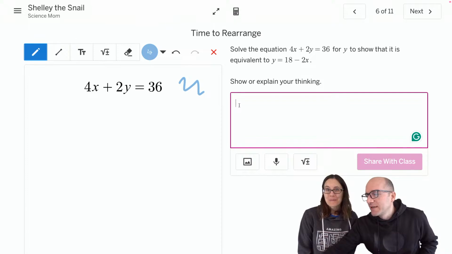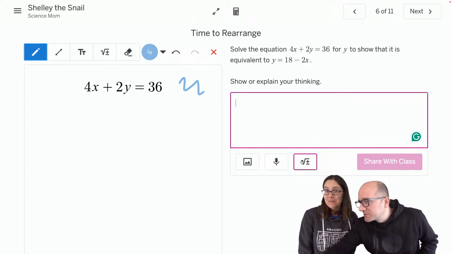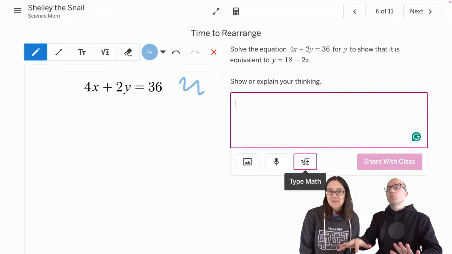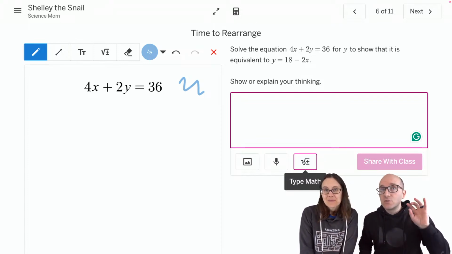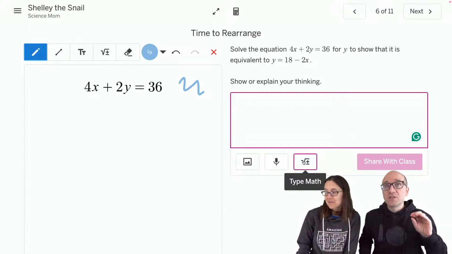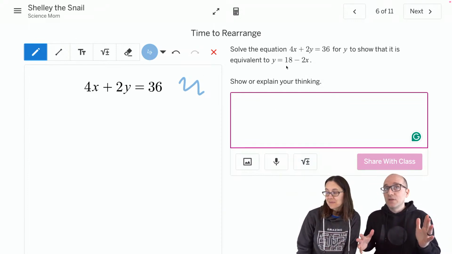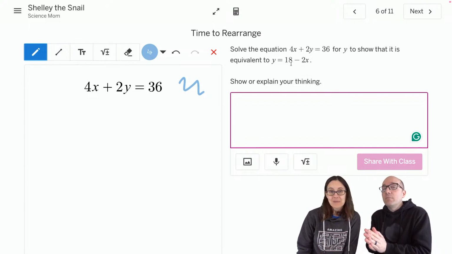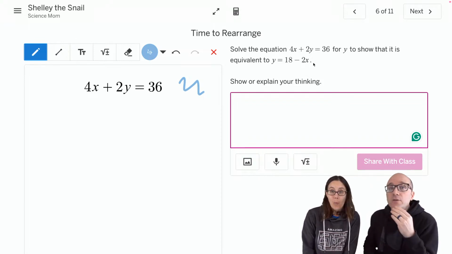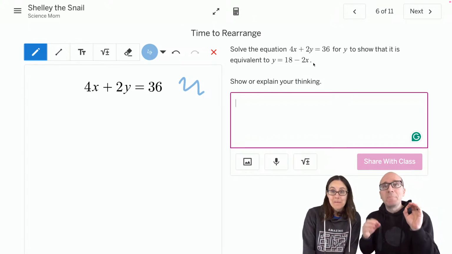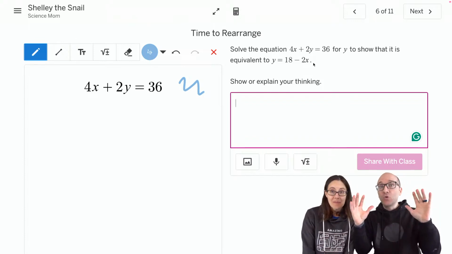That's right, and sometimes I like to type in sentences, but other times, if you click here, you can go to math mode, where you can also type in some thinking. But try to put it into words. How do we convert the equation 4x plus 2y equals 36 into the expression y equals 18 minus 2x, and you're only allowed to do legal moves, balanced moves that keep the equation balanced.